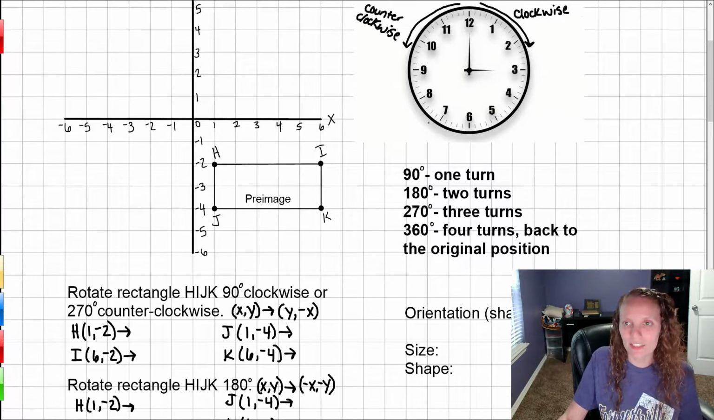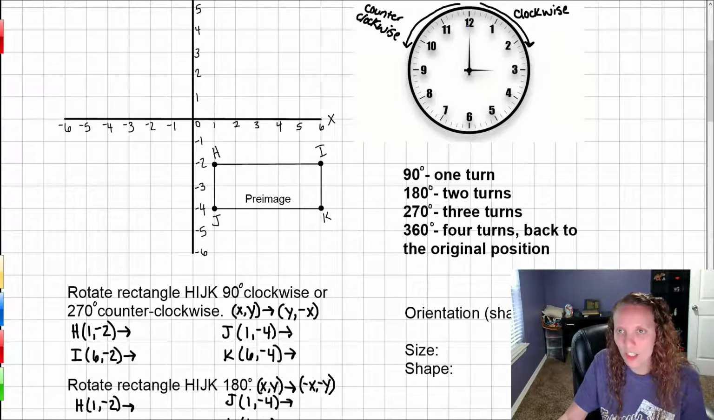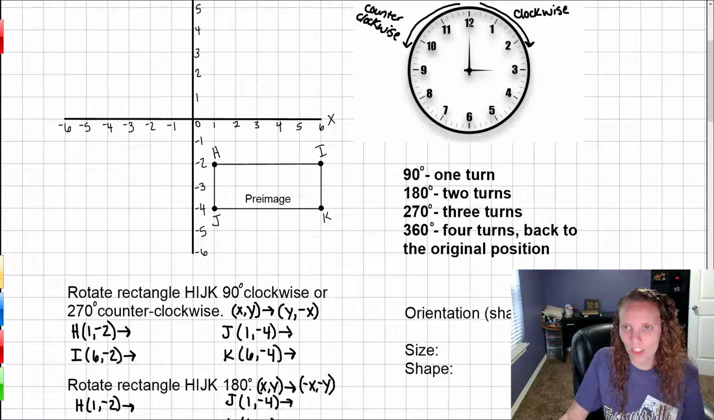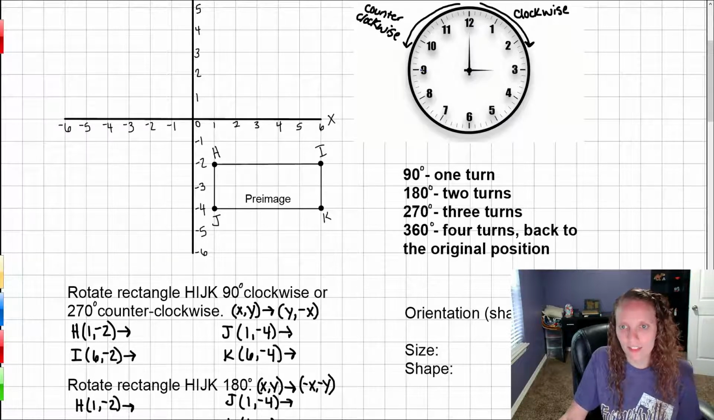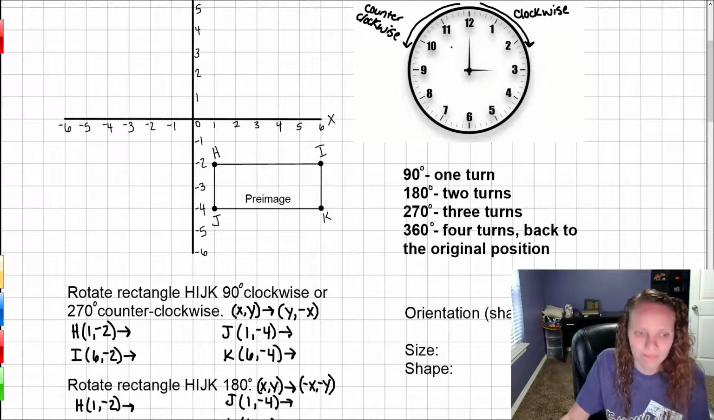90 degrees is if this clock went from this 12 here, turning down to the 3. 180 is 2 turns, so that would be going from the 12 all the way down to the 6. 270 is 3 turns, so that would be going from the 12 all the way around to the 9. And then 360 is if the 12 turned all the way a full circle back to 12, and it goes back to its original position.